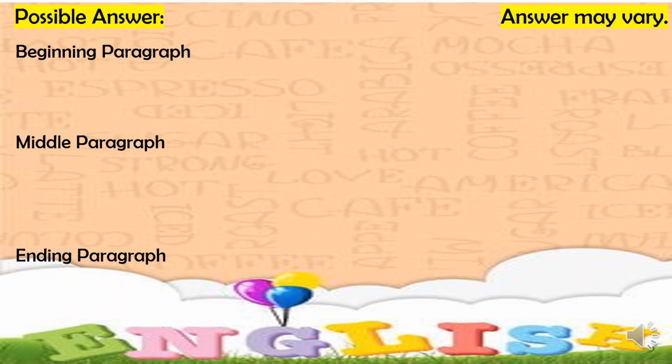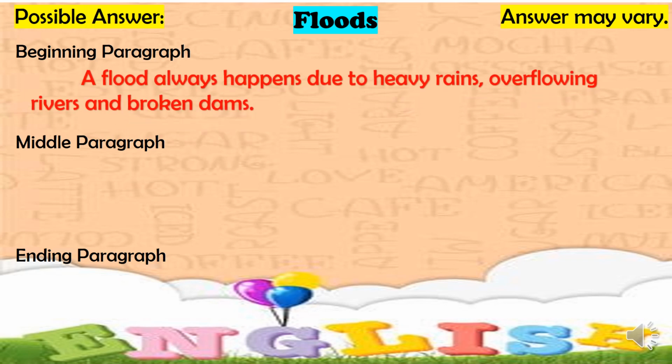So again, here's my possible answer. Answers may vary. So we have the beginning paragraph, the middle paragraph. The title is floods. My sample beginning paragraph: A flood always happens due to heavy rains, overflowing rivers, and broken dams.